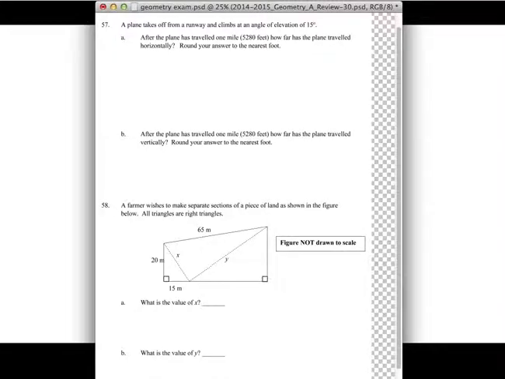Next page is right here. It says the plane is going to land with some kind of miles. Okay, so travel 1 mile. So how much has it traveled horizontally?